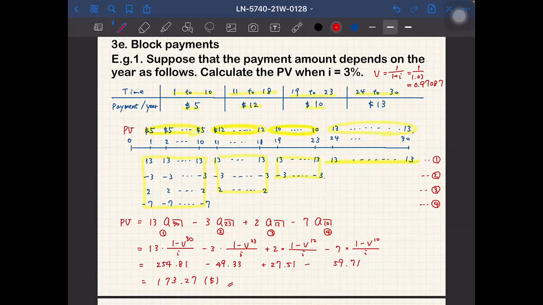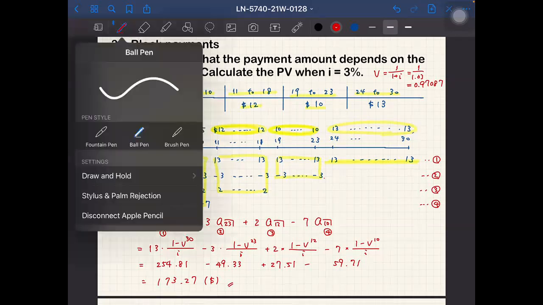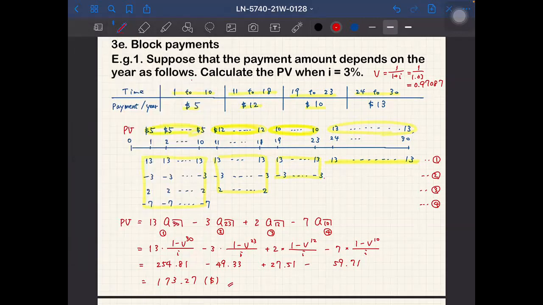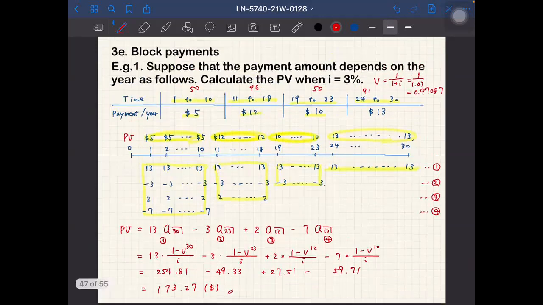So what's the total payment? The total payment is 10 times $5, so this is 50. And 12 times 8, so 96. And 5 times 10, so 50. And the last one, 13 times 7, so it's 91. So in total we have 50 plus 96 plus 50 plus 91, which is 287. And we have a discount because we calculate the present value, so 173 is reasonable. So this is the solution.